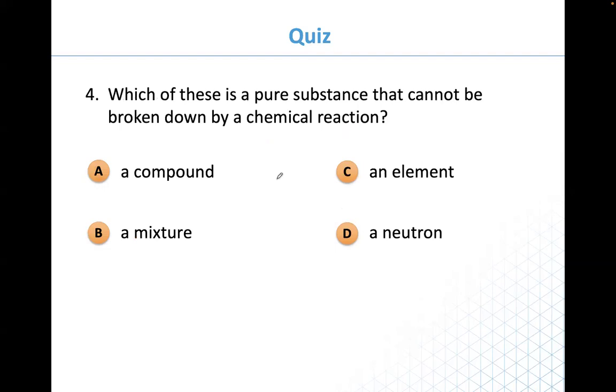Okay? Which of these is a pure substance that cannot be broken down by chemical reaction? An element can never be broken down further. So this is the only one.